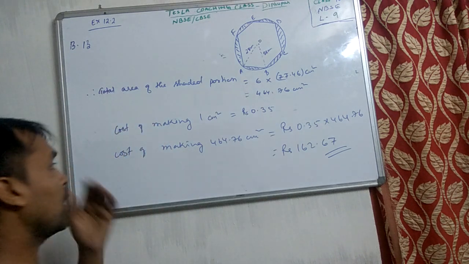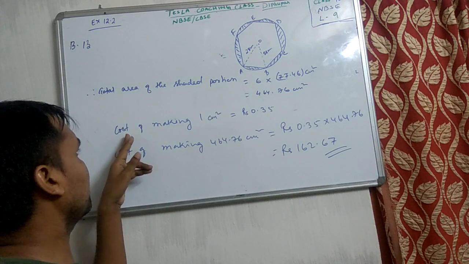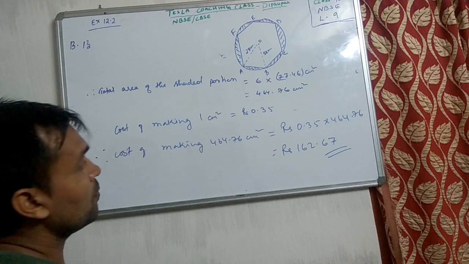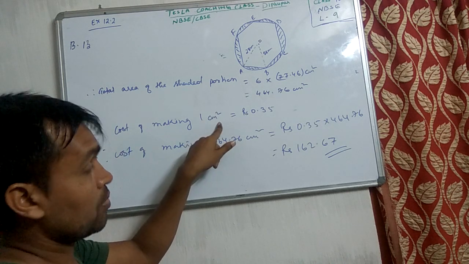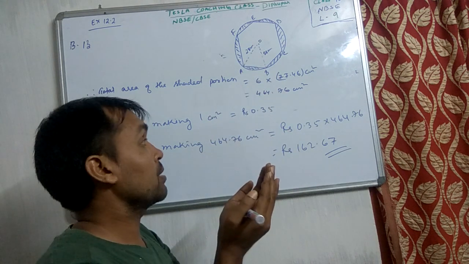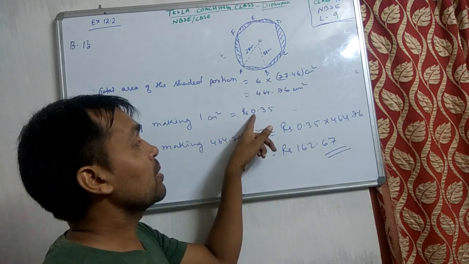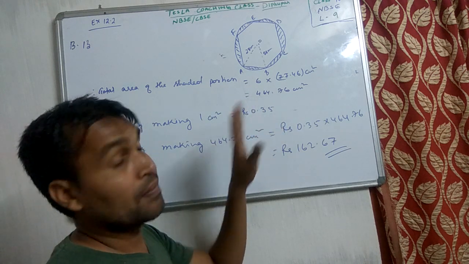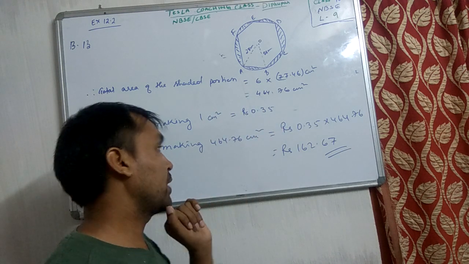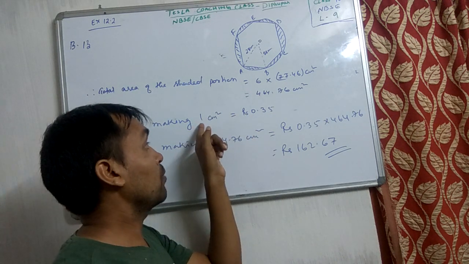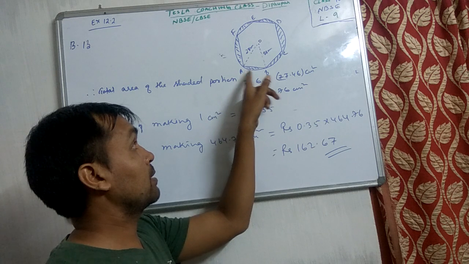Now in the question they have given the cost of making 1 centimeter square. If they are making this kind of design for 1 centimeter square, then how much is the cost? How much are they charging? They are charging 0.35 rupees. Got it? That much they are paying for making 1 centimeter square of a design like this.